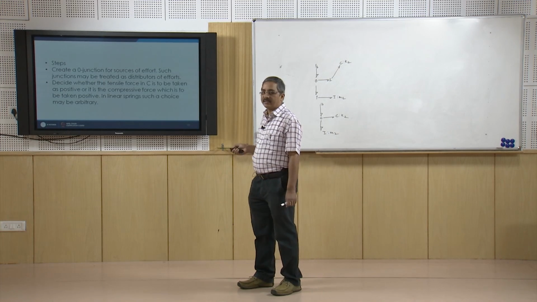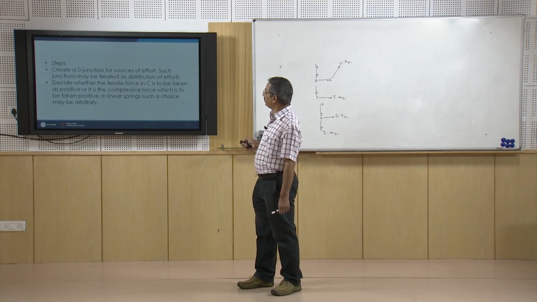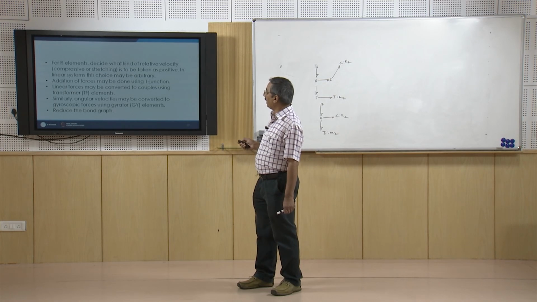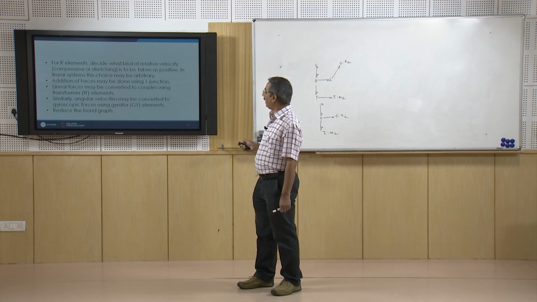Now, for creation of the bond graph model using effort map, what we do is that we create a 0 junction for each source of effort, and these 0 junctions may be treated as the distributor of efforts. Then we decide whether the tensile force in C is to be taken as positive or it is the compressive force which is to be taken as positive. In a linear spring such a choice may be arbitrary, okay, and for the R element decide what kind of relative velocity is to be taken as positive.